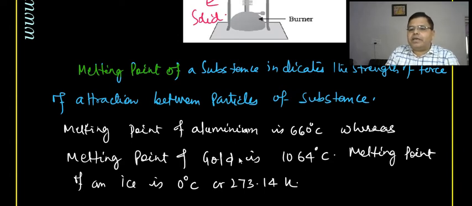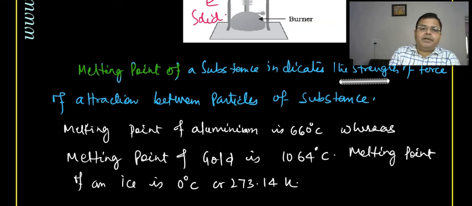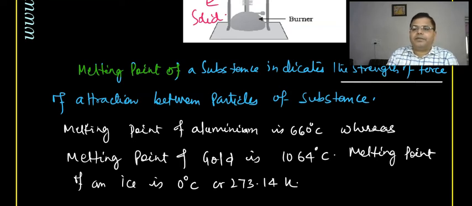So this is why the melting points of different substances are different. Because the strength of the force of attraction between different substances is different. So to break those forces, a different amount of heat energy is required, and that is why the melting point of different substances is different. I hope you got it.